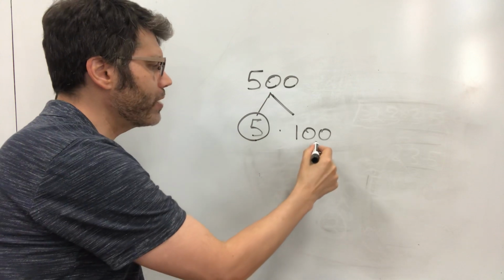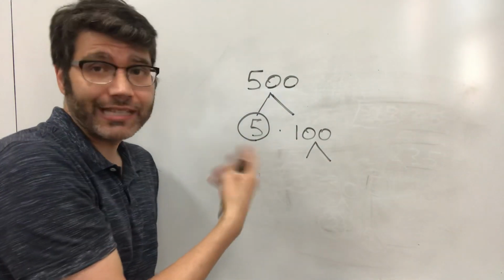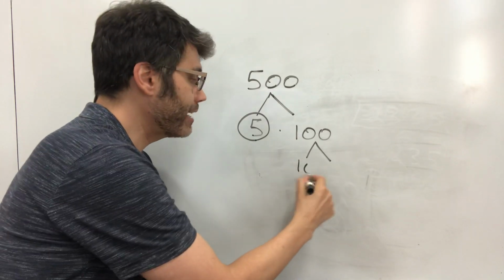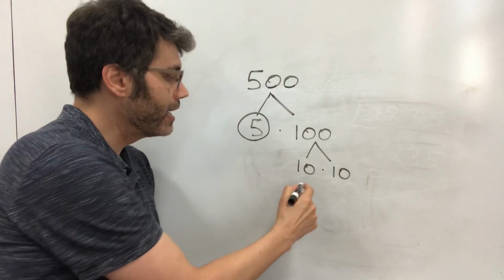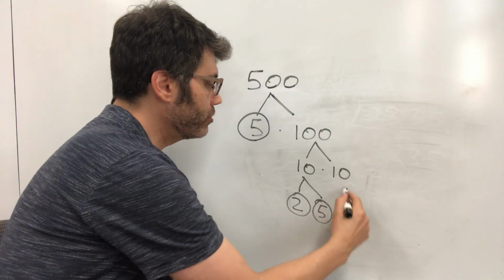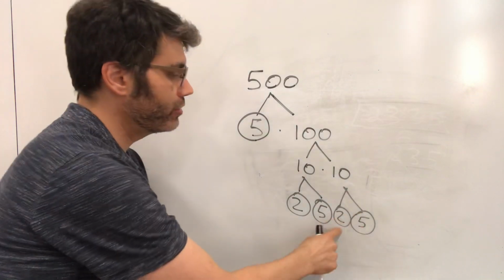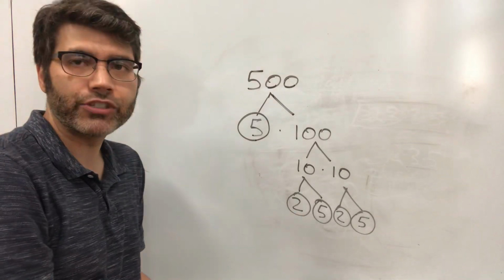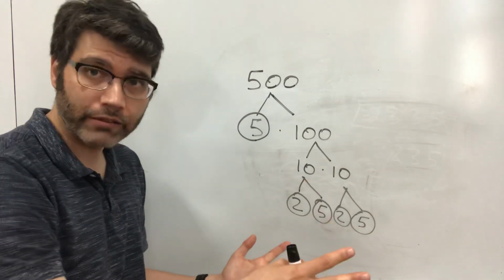Now 10, there's so many ways to break 10 down, 100 down. For instance, 10 times 10. You could have done 50 times 2. Still would eventually come out to the same numbers, 10 times 10. Now each of these 10s are broken down into 2 times 5s. And since all of these are prime numbers, these factors cannot be further broken down. So we're done.